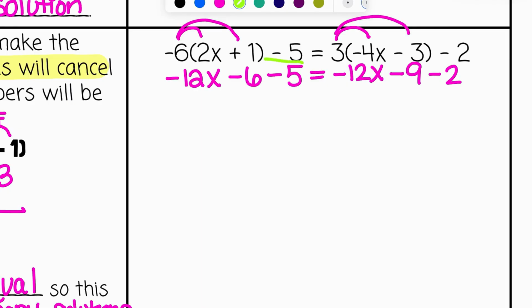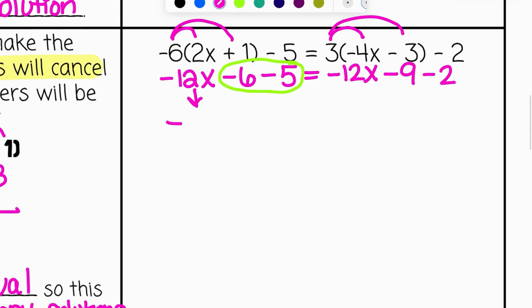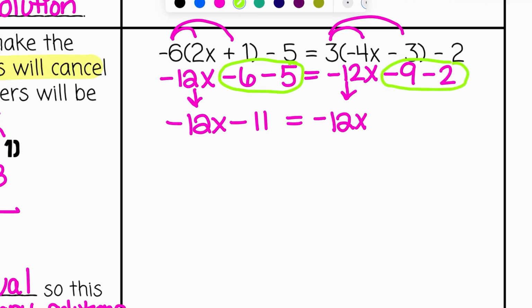Okay, next step, combine like terms. So let's look at just the left side first. I've got these two constants that I can put together. I'm going to go ahead and bring down the negative 12x. Negative 6 minus 5 is negative 11, so minus 11. Okay, let's do the right side. I'm going to go ahead and bring down the negative 12x. And I have these two constants. Negative 9 minus 2, also negative 11. And if you can see, we've got the exact same thing on the left side and the right side.